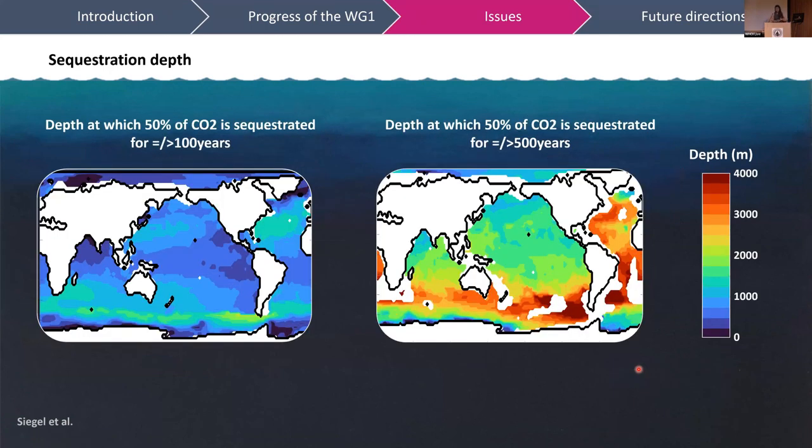We had similar debates about the sequestration depth. It is often assumed that below the mesopelagic zone, carbon is sequestrated for millennia. But as you can see on those plots showing the depth at which 50% of CO2 is sequestrated for at least 100 years or at least 500 years, this is not homogeneous at all. So which metric should we use? 50%, 90%, and about the time, 500 years, 1,000 years? How to choose is not so clear, so we should be paying attention to that as well.